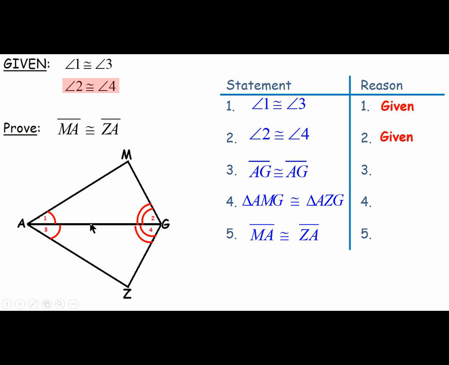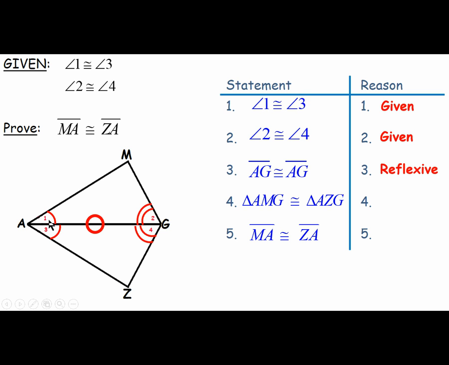Then, what we see in this picture is this segment right in the middle. Segment AG is in both of the triangles. It's the bottom of one and the top of the other, but it's congruent. When something is shared by both of them, we say that it's congruent to itself. We'd say segment AG is congruent to segment AG, and the reason is the reflexive property.